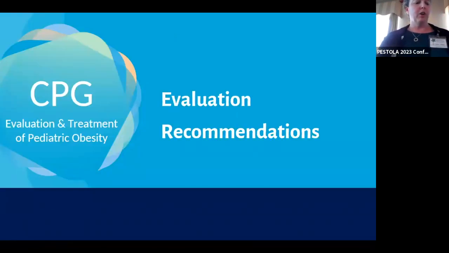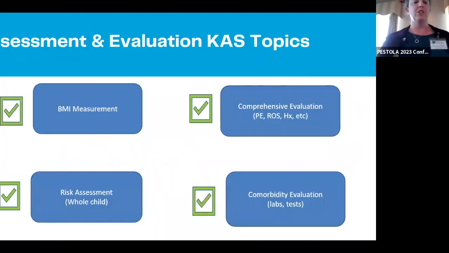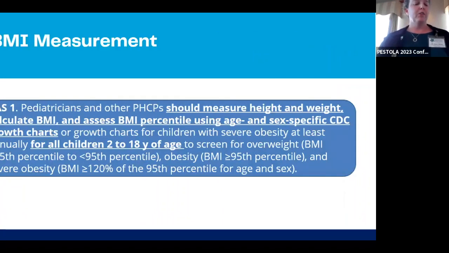So I'm going to move now right into the clinical evaluation recommendations and walk through the key action statements and consensus recommendations. Listed on this slide are the main areas that are covered in the evaluation section, beginning with measurement. So measurement of BMI continues to be recommended for screening and diagnosis of obesity as a proxy measure of underlying adiposity. Key action statement 1 says pediatricians and other pediatric healthcare providers should measure height and weight, calculate BMI, and assess BMI percentile using age and sex-specific CDC growth charts for all children 2 to 18 years of age to screen and diagnose for overweight, obesity, and severe obesity.